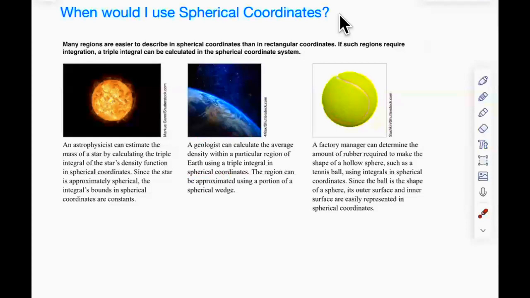Now here's a tennis ball. A factory manager can determine the amount of rubber required to make the shape of a hollow sphere, such as a tennis ball, using integrals in spherical coordinates. Since the ball is the shape of a sphere, its outer surface and inner surface are easily represented in spherical coordinates.